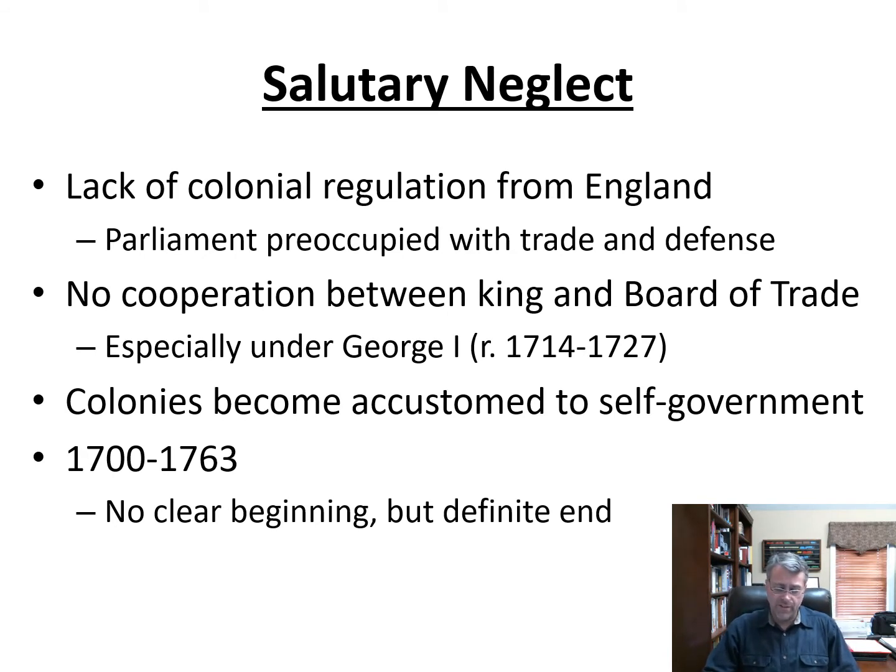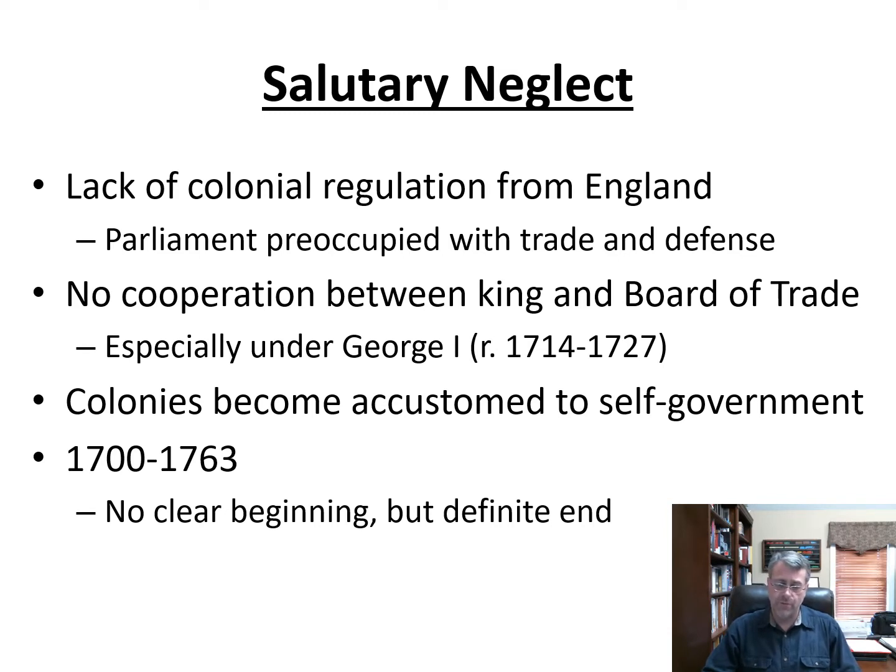This term salutary neglect, I mentioned this earlier in the week, but it's more relevant right now as we go into these wars for empire. Salutary neglect basically refers to England's lack of direct involvement in its colonies in North America. And this happened for a variety of reasons.